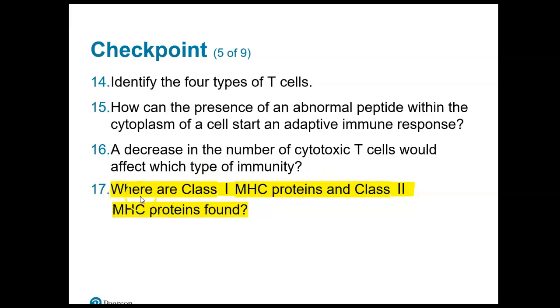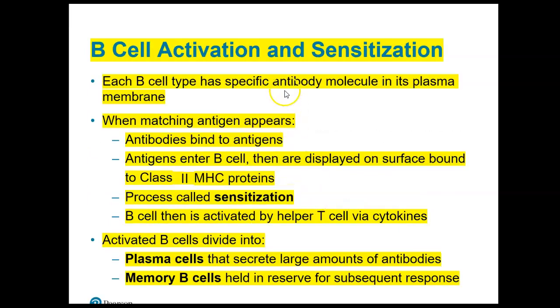And checkpoint question 17, where are class 1 MHC proteins and class 2 MHC proteins found? Class 1, any cell with a nucleus, and class 2 will be antigen-presenting cells, such as dendritic cells and macrophages.